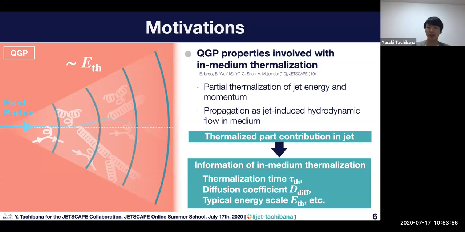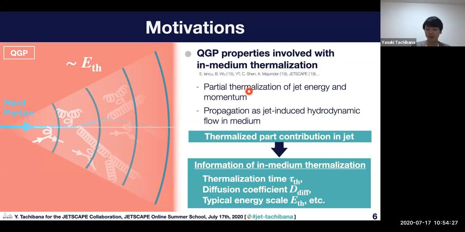of study, including medium response, because they include some interesting physics of Coulomb plasma. So we can study some interesting Coulomb plasma properties involved with the in-medium summarization process, because during the propagation in the medium, some jet energy has a chance to be summarized in the medium.